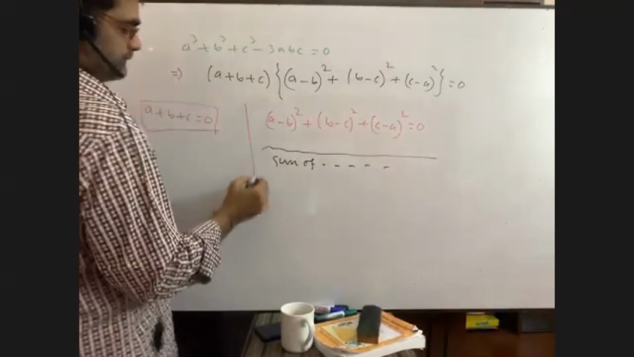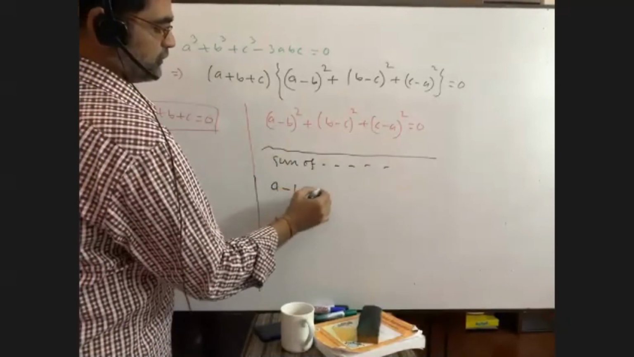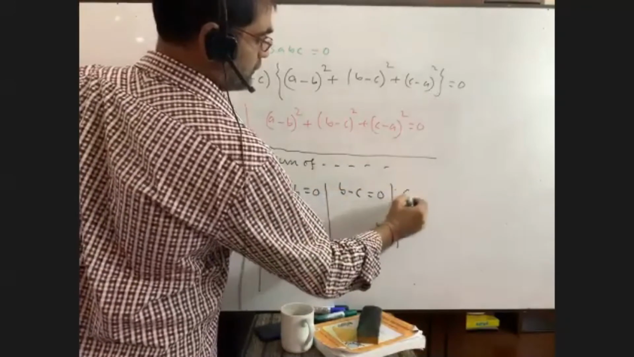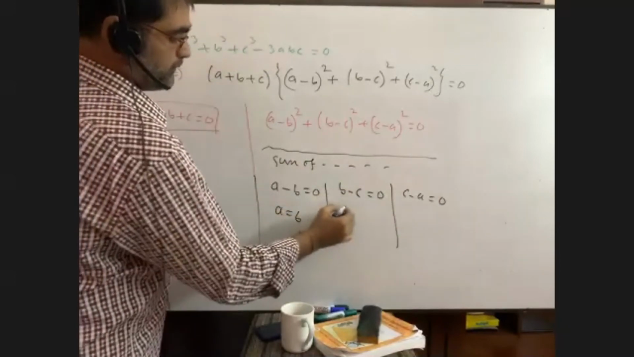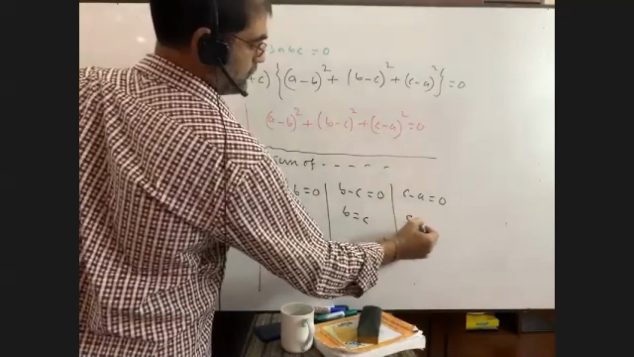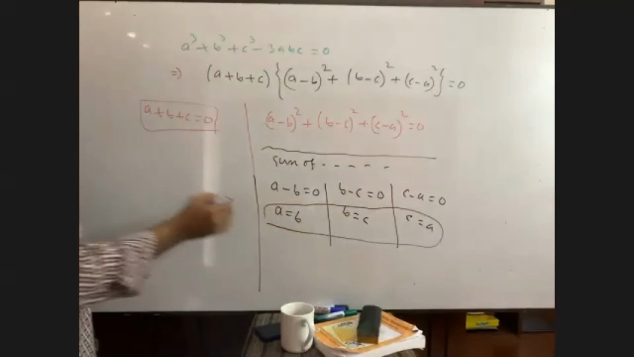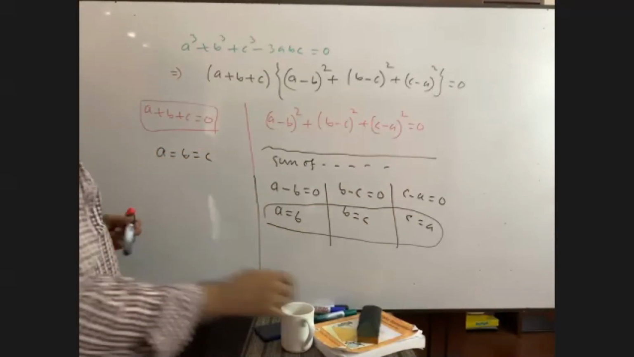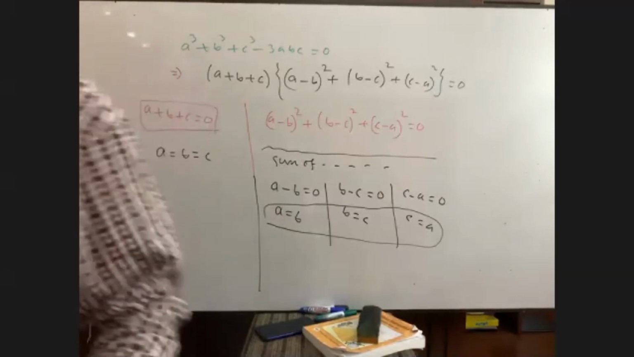Yes, sir. From then, we can write a minus b equals to 0, b minus c equals to 0, c minus a equals to 0. That means here a equals to b, b equals to c, c equals to a. That is, from these three, we can write a equals to b equals to c. Please try to understand. Talk to me and try to understand.